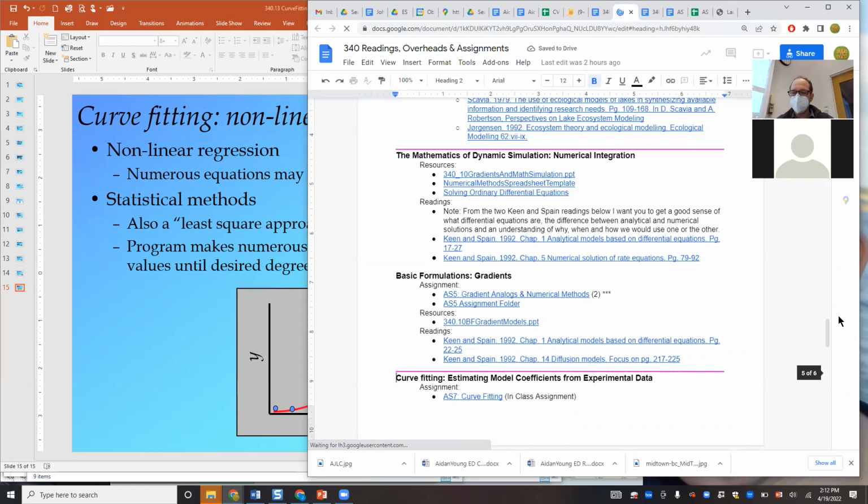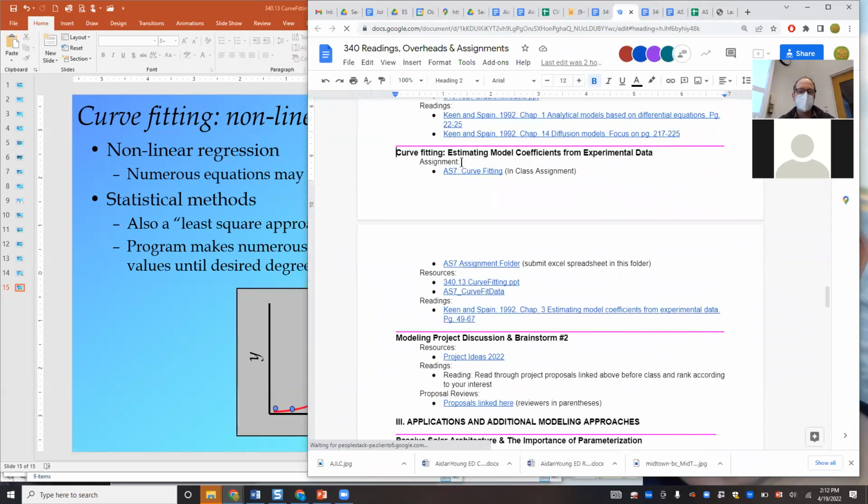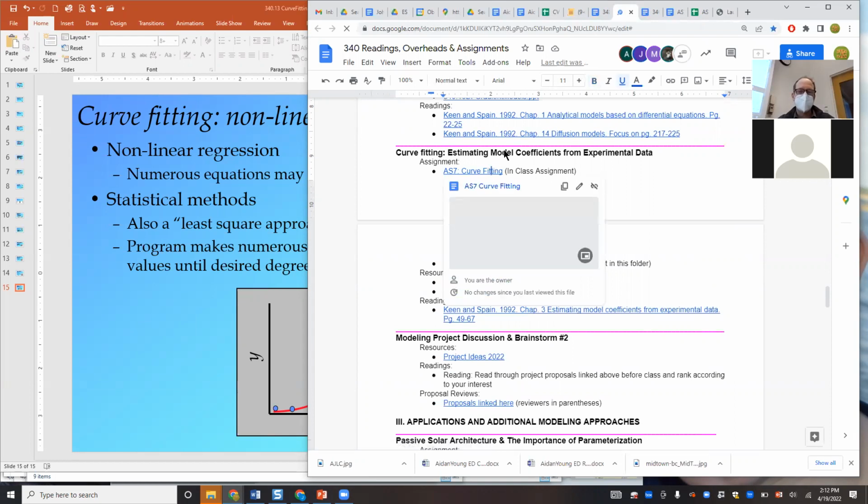Taking a while to get me there. Flow. Okay, so curve fitting is at the bottom here. I want you to open up curve fitting, so open up this file. I've already gotten it open, so I don't want to open it too.